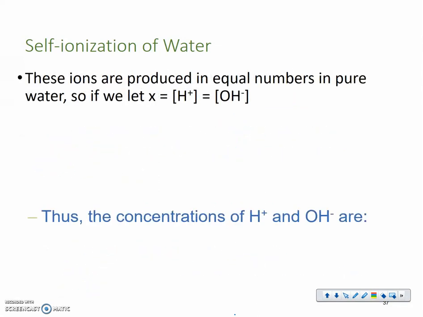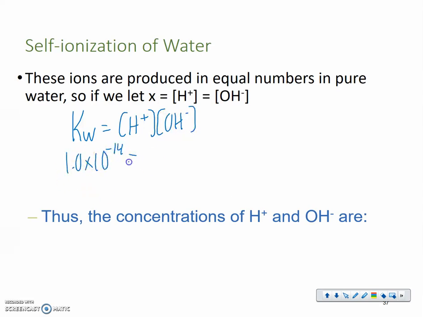If these ions are produced in equal numbers, which we assume to be true for pure water, then X is going to be equal to both our H and our OH. So in this case, Kw is 1.0 times 10 to the negative 14th. We're going to call each of these X because they're going to be the same value, so X squared. That means the concentration of both of them is the same: 1 times 10 to the negative 7th. So a very small number.